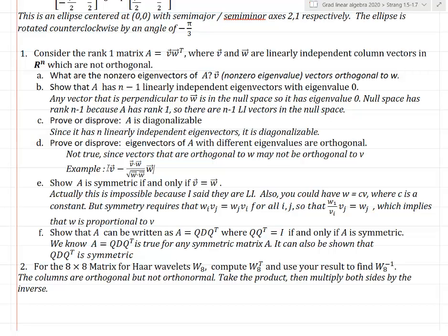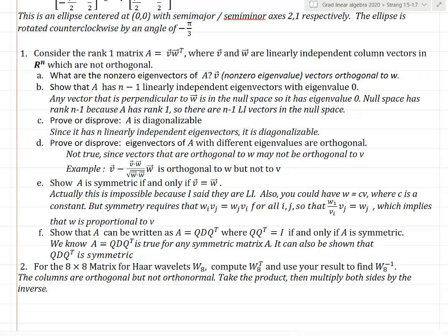So this vector here is orthogonal to W, but not to V. So that's a vector that would be in the null space, but it's not orthogonal to V, so it's not orthogonal to the eigenvector V.